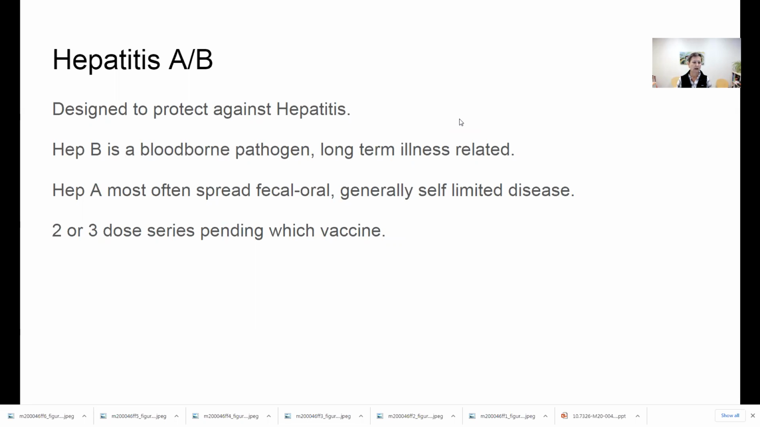Hepatitis A and B, by virtue of hepatitis, that's what they're designed to protect against. Hepatitis B, we know, is a bloodborne pathogen. It can be sexually transmitted.